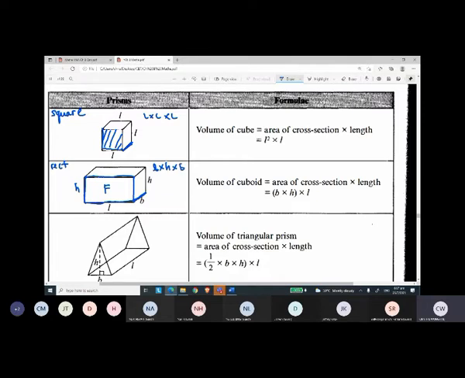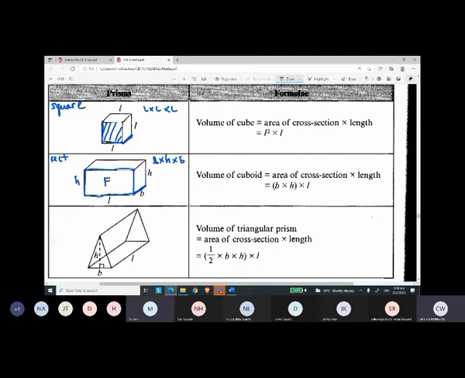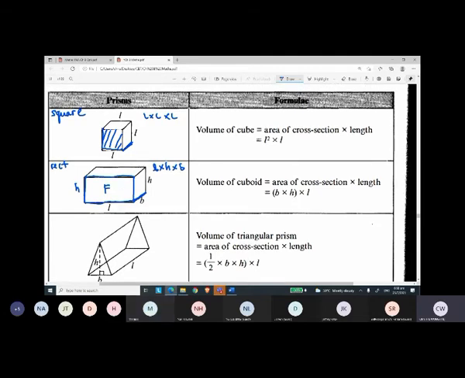So for a prism, always take the area of one of the sides, which, prism, you have two sides. Hi, Mr. Wong. Hi, Manjula, I just came in. Thank you. I'm recording, Manjula. I'm recording.